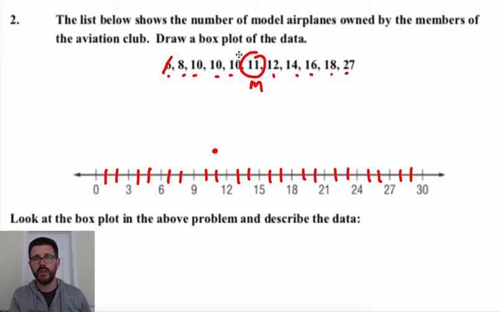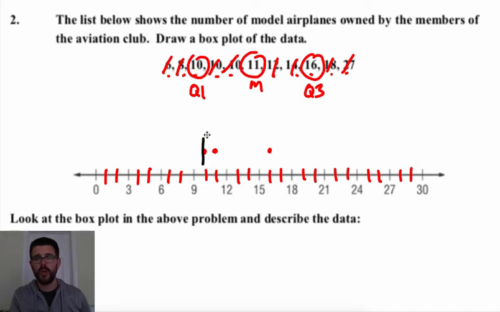Now I'm going to sort to the middle of my lower half. And I'm going to get 10. So that's really close to my 11. There's not a lot of space there. And then on the upper half, I'm going to sort to the middle and get my third quartile as 16. So that's just past my 15.